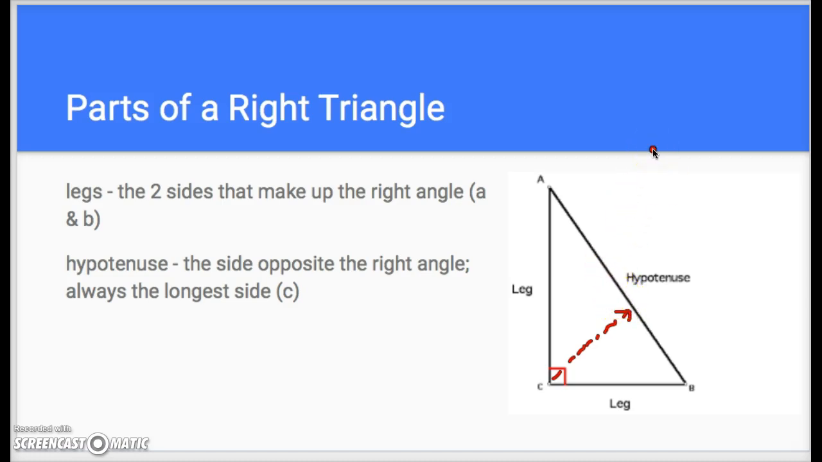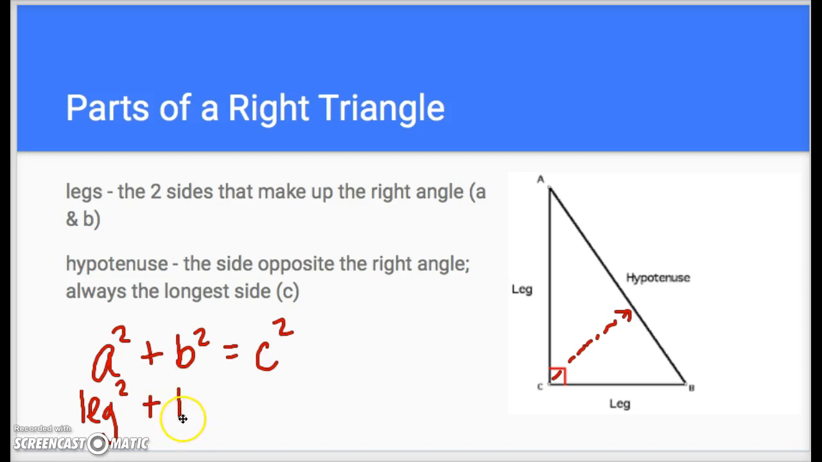Now, if you remember, we talked about the other day what the formula was for the Pythagorean theorem, and that was a squared plus b squared equals c squared. Okay, so now that we have the definitions for these, you could also write that as leg squared plus leg squared equals the hypotenuse squared. Okay, c is always, always going to be your hypotenuse. That's the longest side of the right triangle.